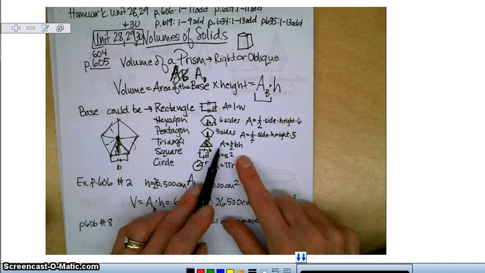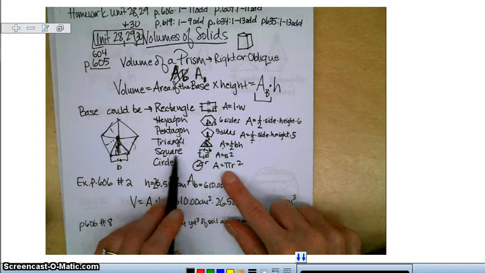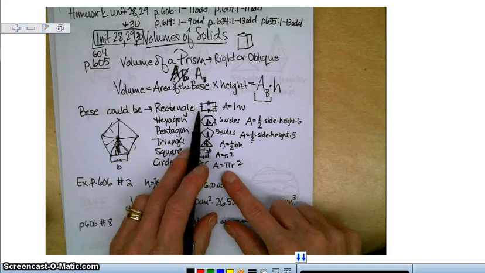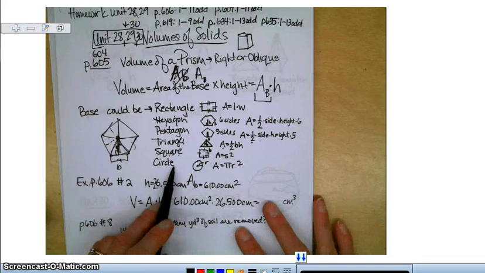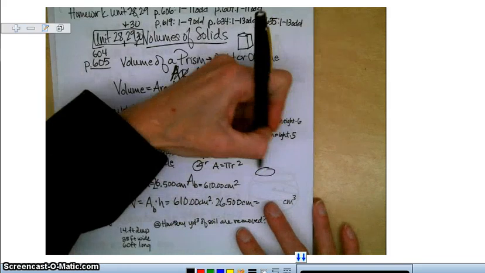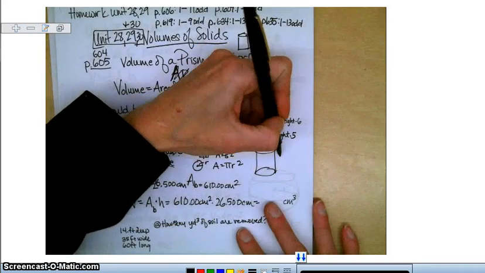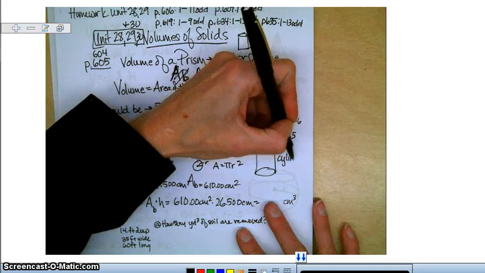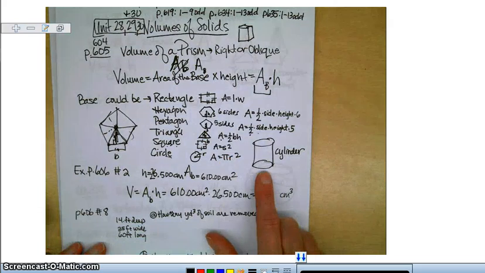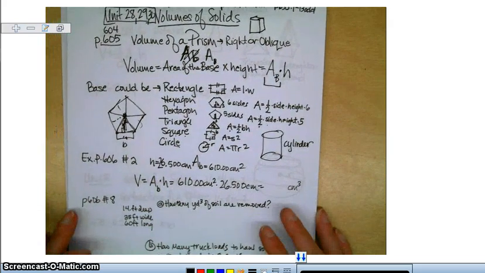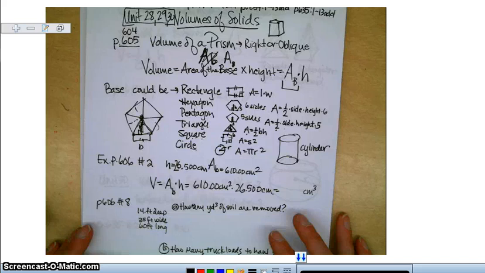A triangle, whose area would be 1/2 base times height. The area of a square could be the same as a rectangle, length times width, but they call it side squared sometimes. And a circle, if you have a circle as your base, then your prism, it's not really called a prism anymore, it's called a cylinder. Okay, so cylinder, the area of the base is a circle, so that's pi r squared. All right, so just some quick examples here.